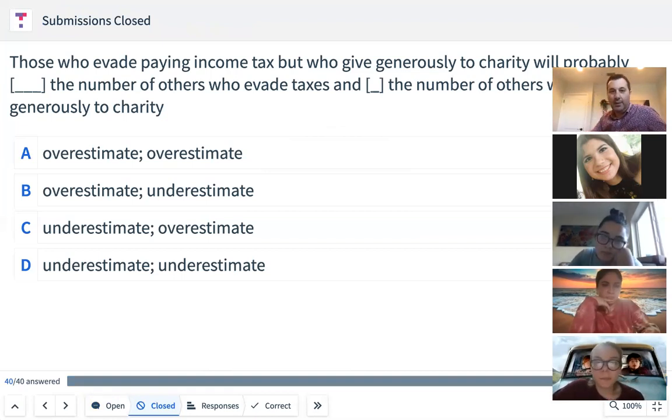Well, evading taxes, not paying income tax is a negative behavior. So we're gonna think everyone does that. So we're gonna overestimate the number of people who do that. But our positive behaviors, like giving to charity, we tend to underestimate people who do that so we can feel special, right? So as a consequence, we underestimate the number of people who give to charity. So B is, again, the correct answer.